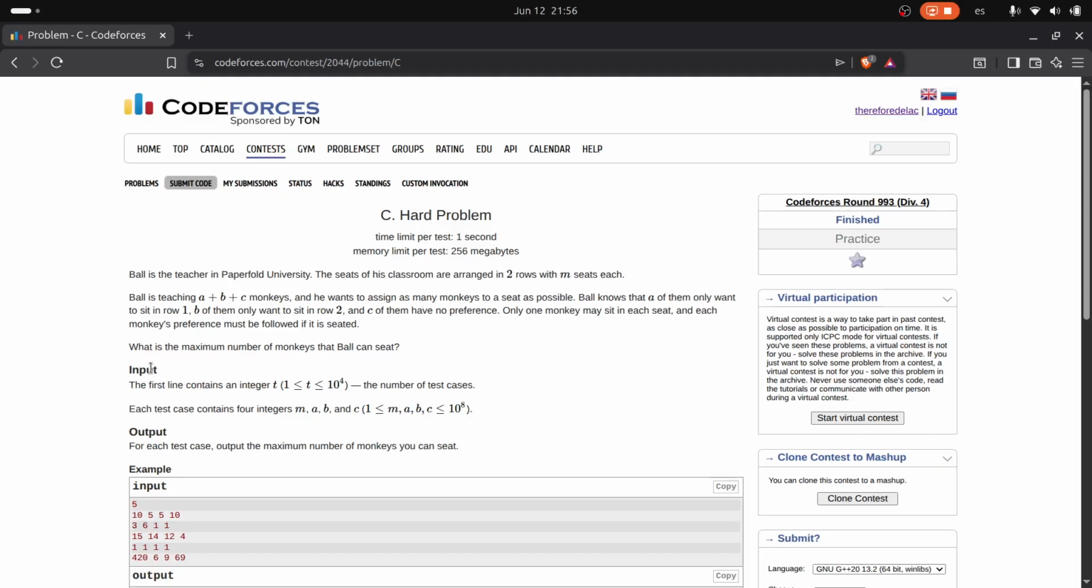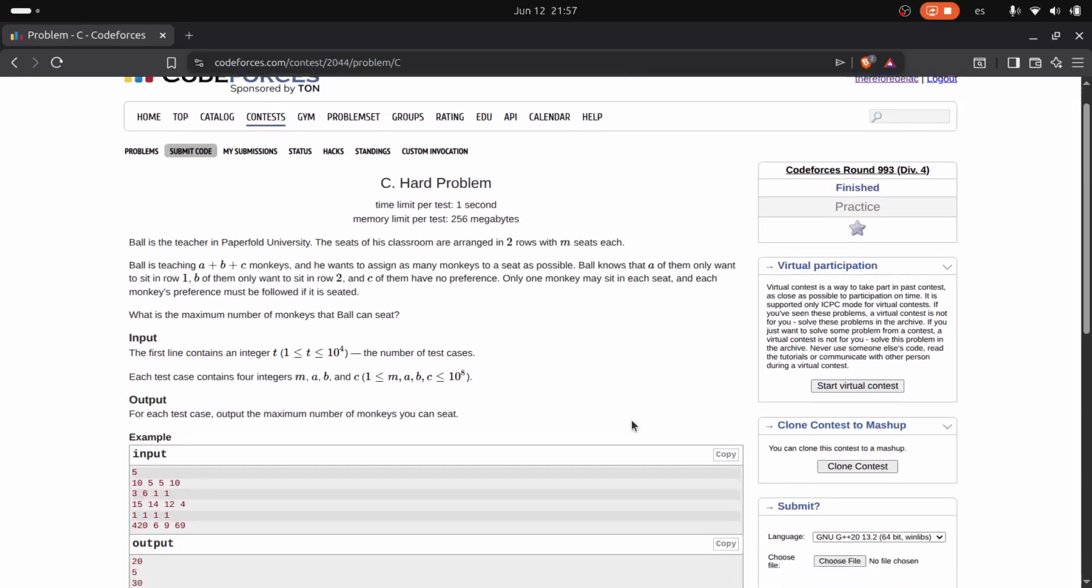Input. The first line contains an integer t, the number of test cases. Each test case contains four integers m, a, b, and c. Output. For each test case, output the maximum number of monkeys you can seat.